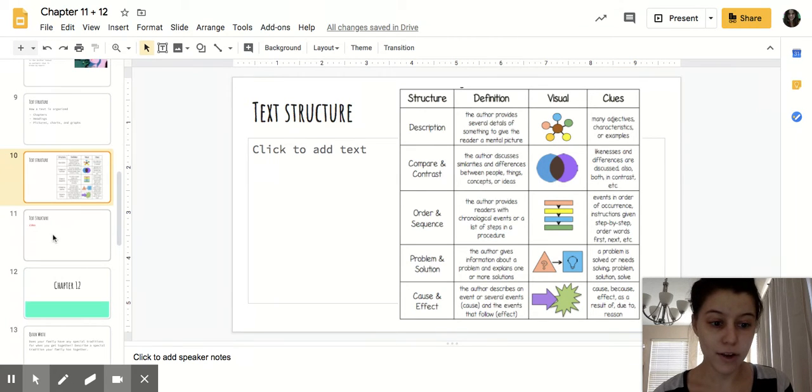I have a quick video for you on text structure, and we're going to continue talking about it in the next chapter screencast as well. So I'm going to play this video for you, and then we'll go through the packet pages.